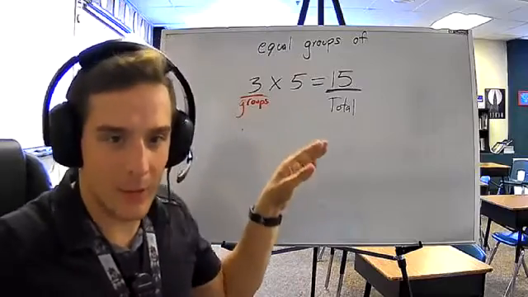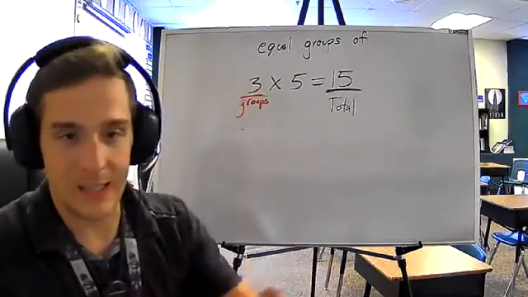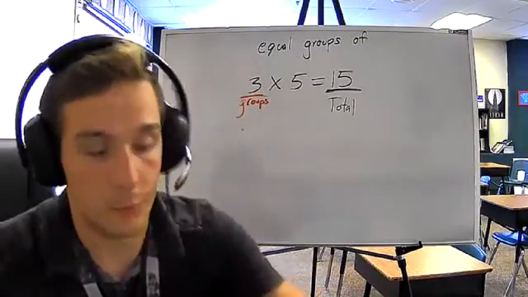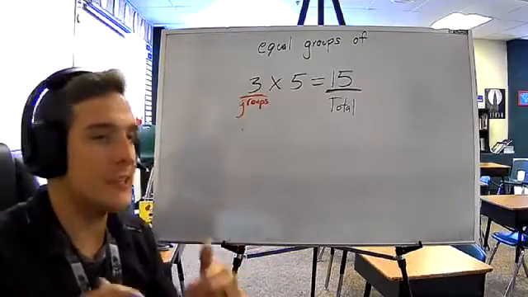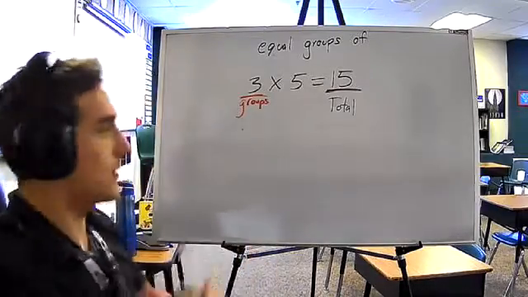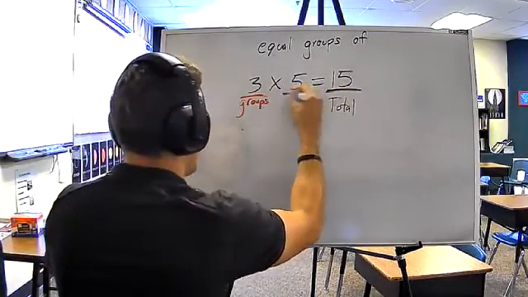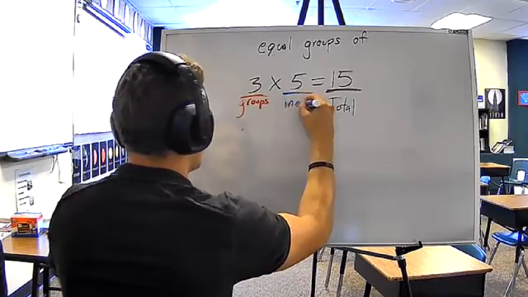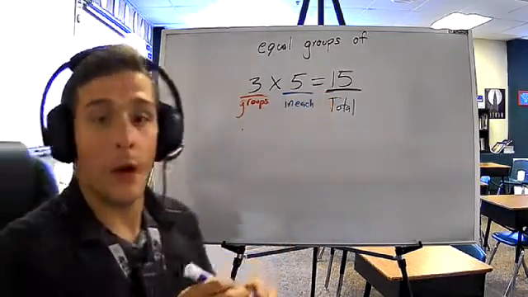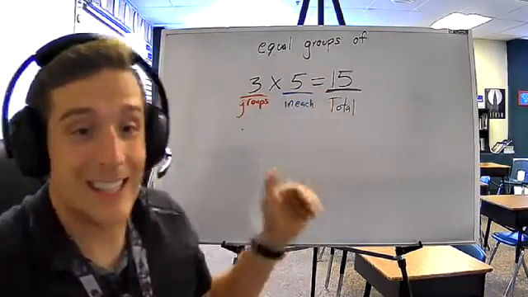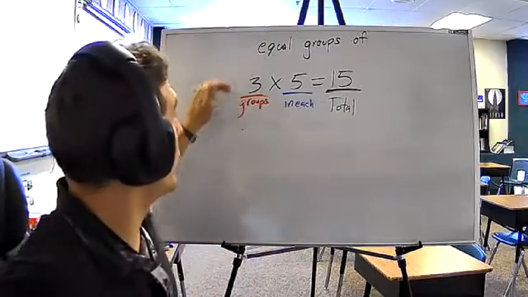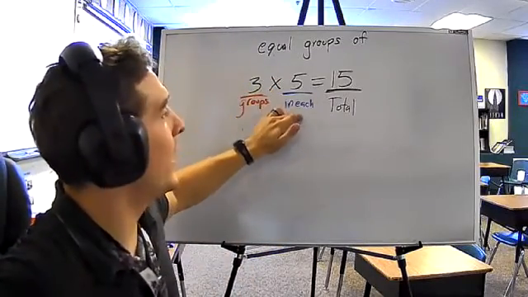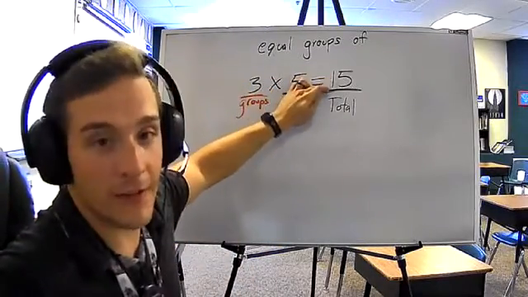Because if you get in the habit of this, in a couple of lessons, a couple of problem sets later, it's going to make sense why the questions are asking certain things. And so I'd also underline this 5 and say in each. So in long ways, you can say this in sentence form. You can say we have 3 groups with 5 in each to equal a total of 15.